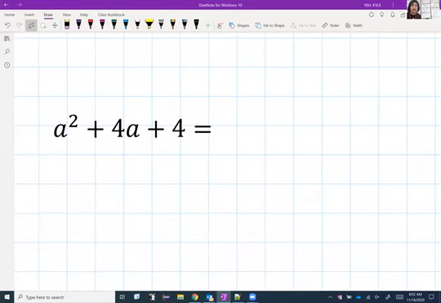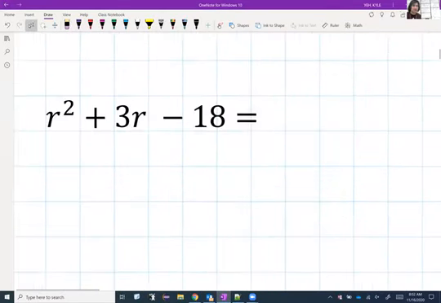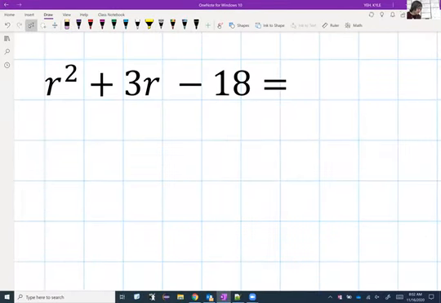Here's another one, kind of what I would consider just a typical chapter 5 quadratic. We can set up our parentheses. We know that the only way we're getting a squared is a times a. Signs are the same. They're both pluses. And 2 times 2, 2 plus 2, both add up to 4. So there we go. Maybe a little bit harder, but same idea.